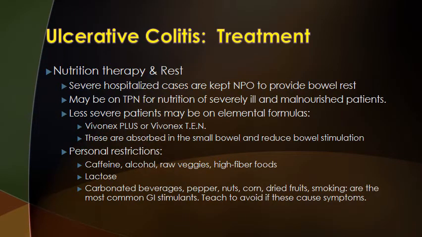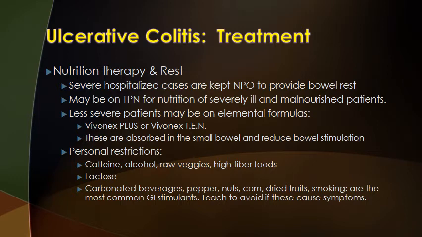Off the medication and onto non-medication treatments would be nutrition, therapy, and rest. The severe hospitalized cases are kept NPO to provide bowel rest. We don't want that bowel to be creating more acid and movement. We want it to relax and rest and heal. These patients may be on TPN for nutrition. The less severe patients may be on an elemental formula, known as Vivonex Plus or Vivonex TEN. These are absorbed in the small bowel, and therefore they reduce bowel stimulation. So the place where they're absorbed prevents it from getting lower down where it stimulates and causes a problem.